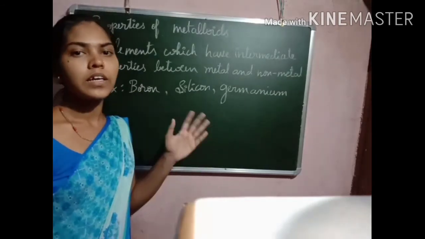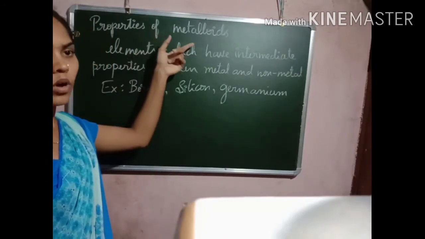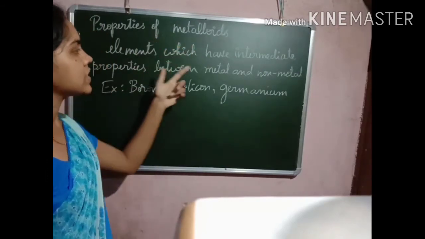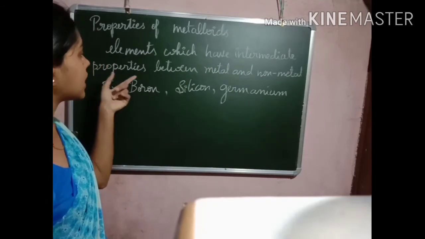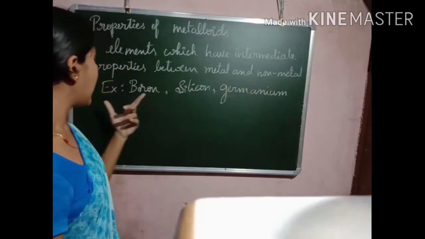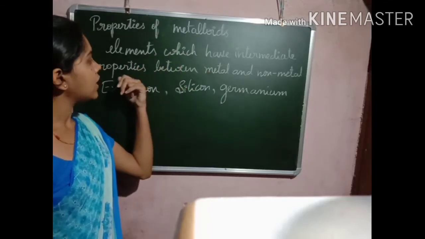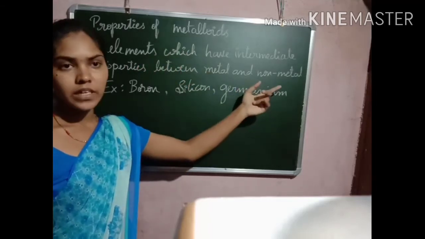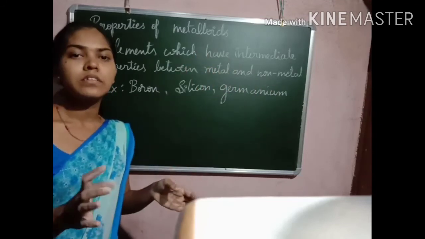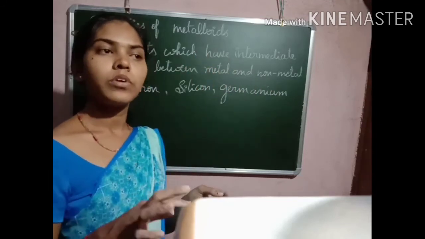The third type of element is metalloids. What are metalloids? The elements which have intermediate properties between metal and non-metal are known as metalloids. It means they have both the properties.